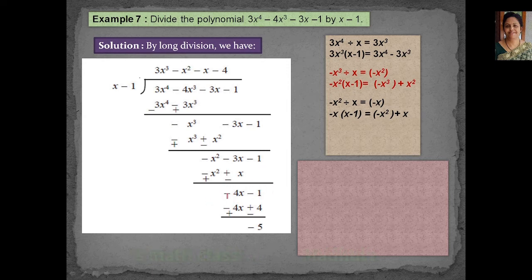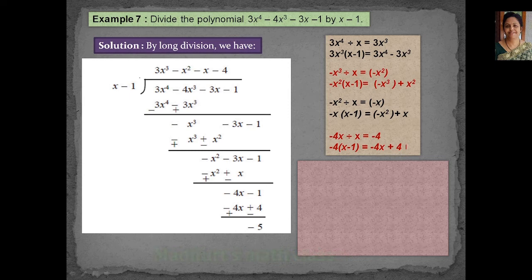That remainder is the new dividend. First term of the new dividend is minus 4x. First term of the divisor is x. So minus 4x divided by x. What is minus 4x divided by x? Negative 4. That is the fourth term of the quotient. So now multiply that fourth term of the quotient into the divisor x minus 1. So negative 4 into x minus 1. Negative 4 into x is negative 4x. Negative 4 into minus 1 is plus 4.